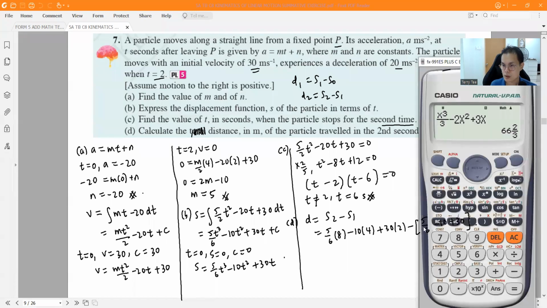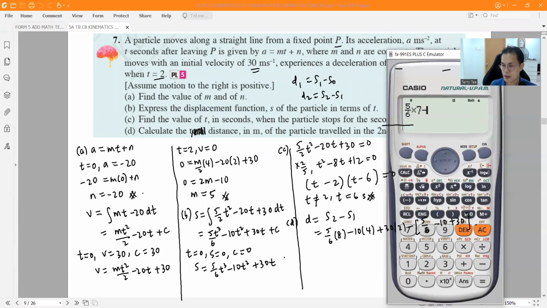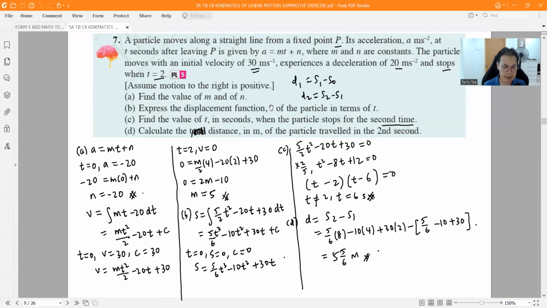Again, now you can use the difference method, like I showed you earlier. 5 over 6, 2 cubed is 8, 8 minus 1, I just write 7. Then the second one, minus 10, 4 minus 1 is just 3. And then next, this will be plus 30, 2 minus 1 is just 1, so 30. Okay, I've got 5, 5, 6. You write in fraction or as a mixed number, 5 and 5 over 6. There you go, that's your distance traveled. You can even use a calculator to type one by one if you want. So that is question number 7.